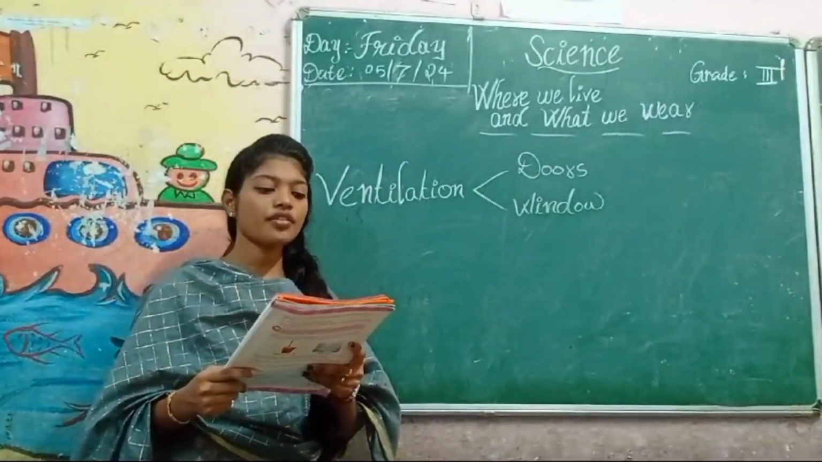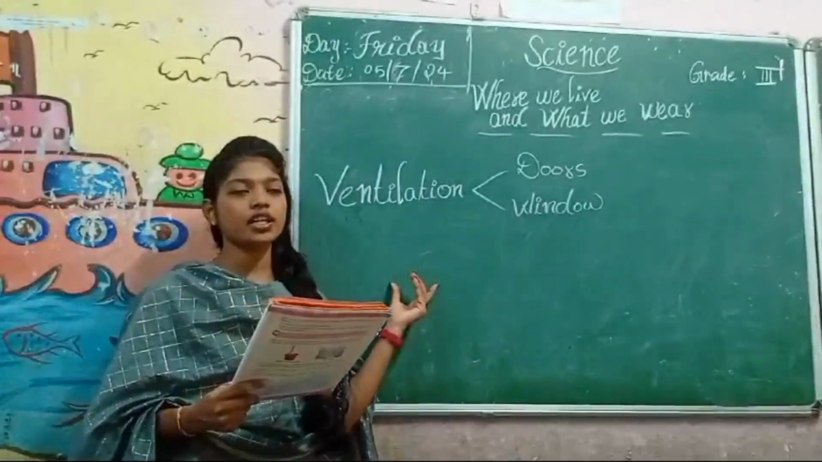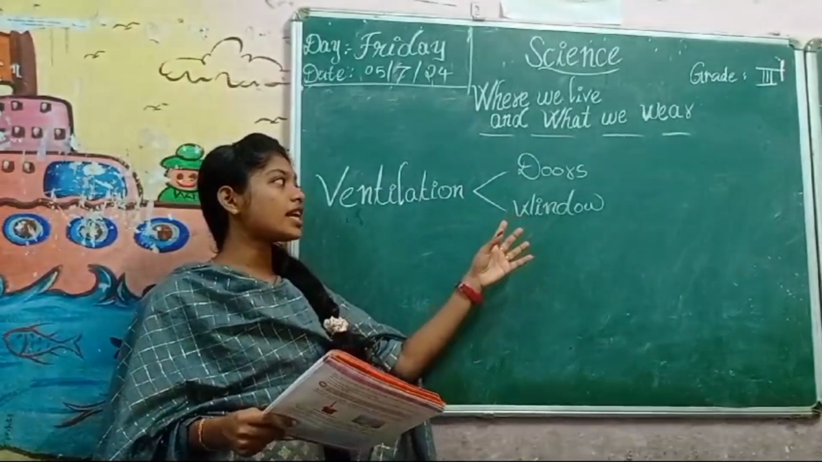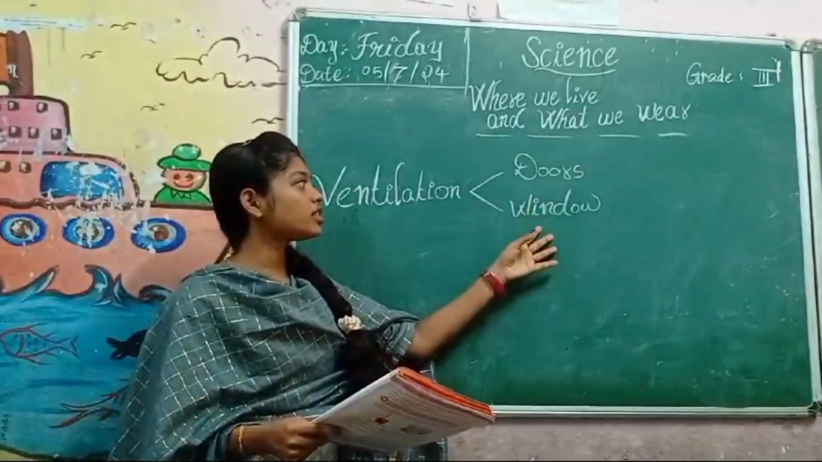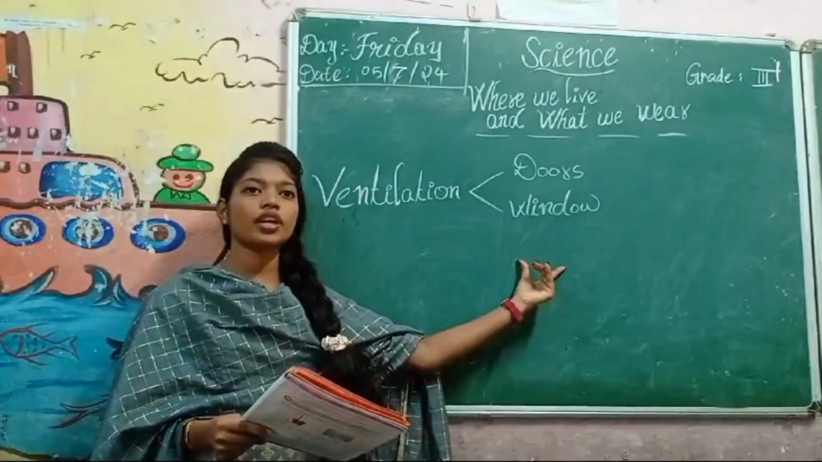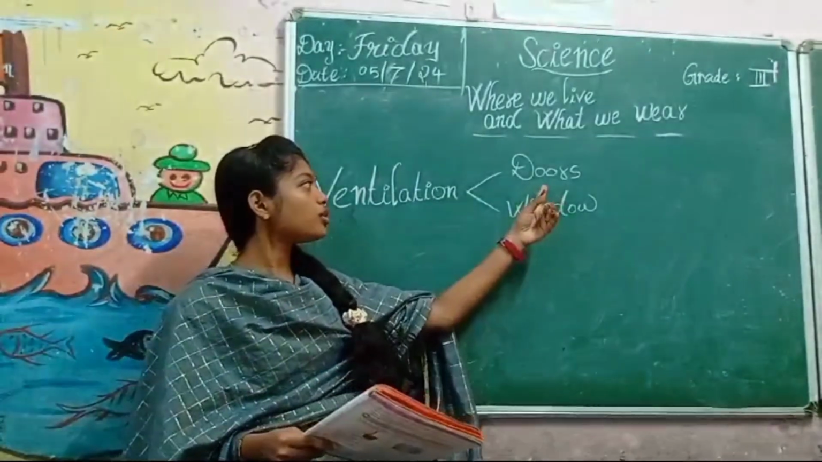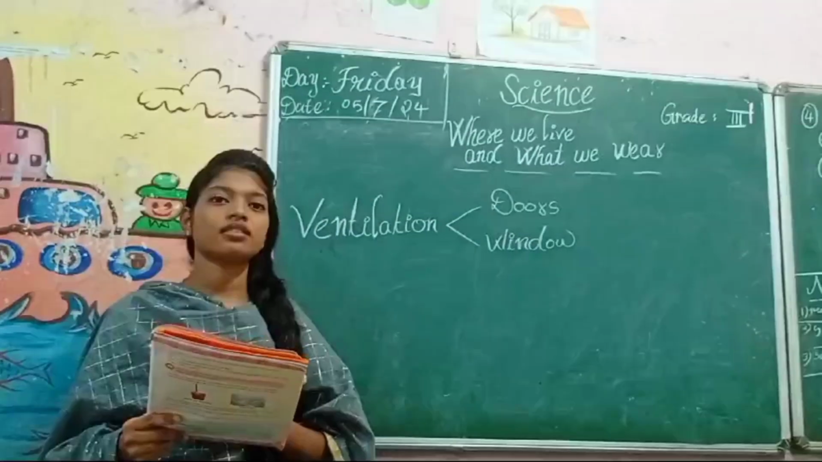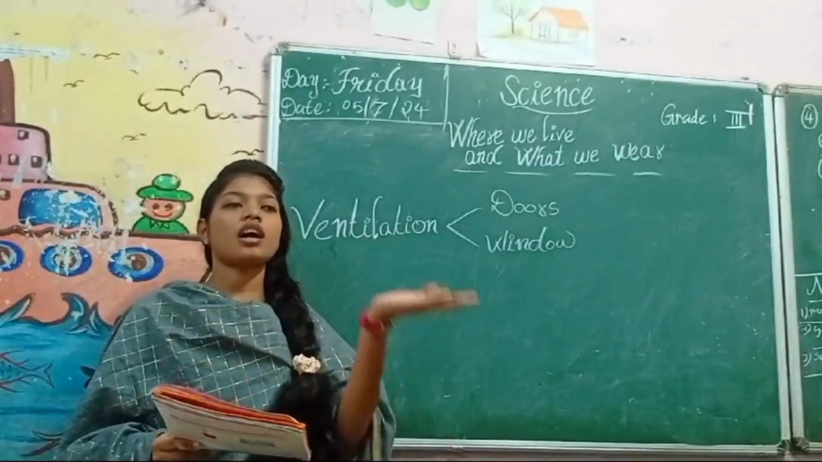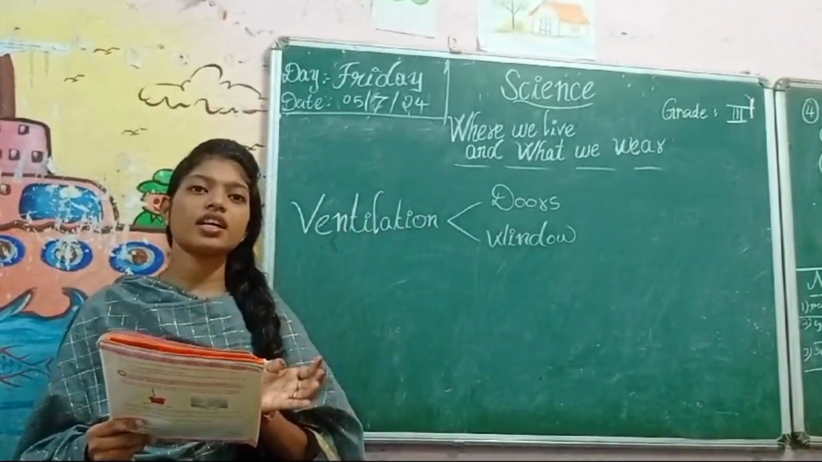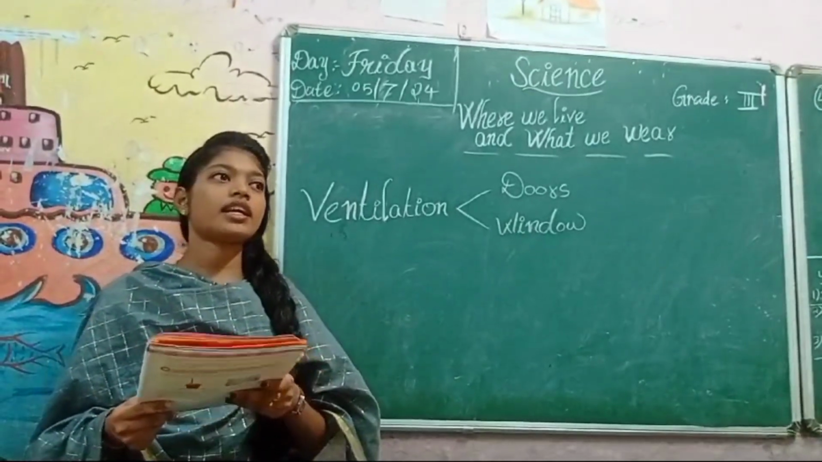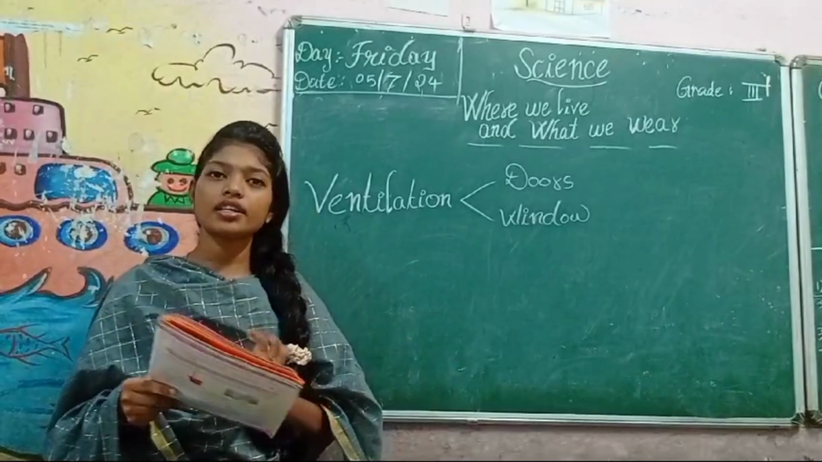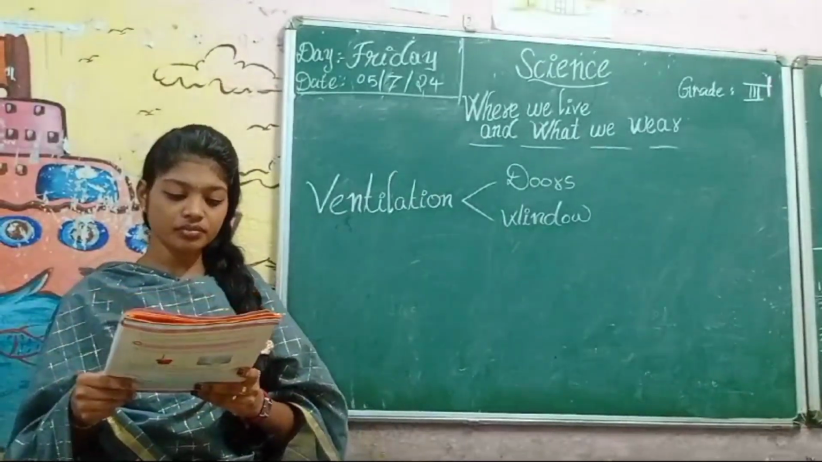Understood? Okay, first we talked about ventilation. For good ventilation, we need to check doors and windows. Doors and windows are very helpful for a home because through doors and windows only sunlight will come, fresh air will come, and stale air goes out through doors and windows. Then sunlight kills the germs in our house. Understood that much? Okay.